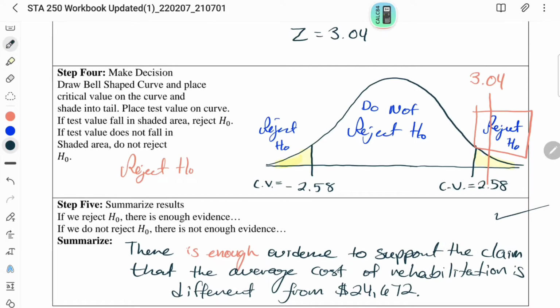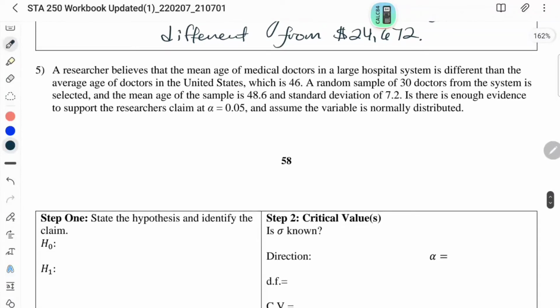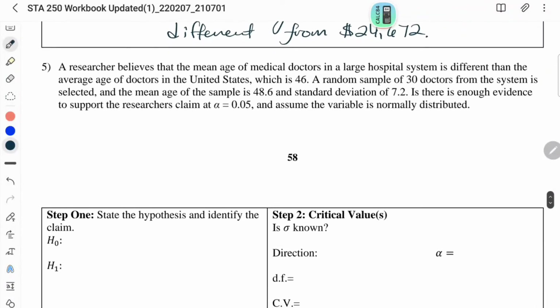Okay, let's run one more kind of test. Number 5 says, a researcher believes that the mean age of medical doctors in a large hospital system is different than the average age of doctors in the United States, which is 46. A random sample of 30 doctors from the system is selected, and the mean age of the sample is 48.6, and the standard deviation is 7.2. Is there enough evidence to support the researcher's claim at the alpha level of 0.05? Assume the variable is normally distributed. Okay.